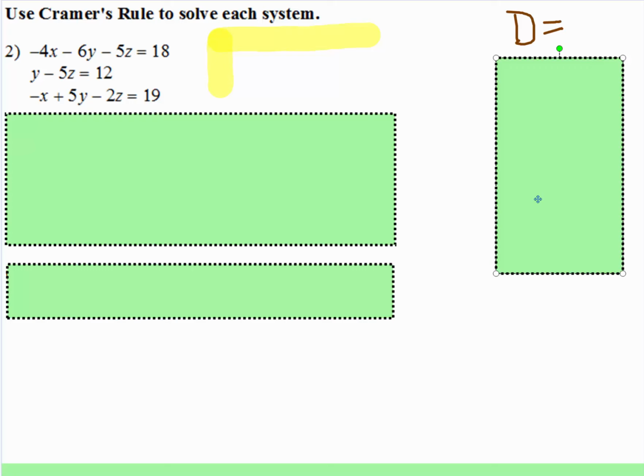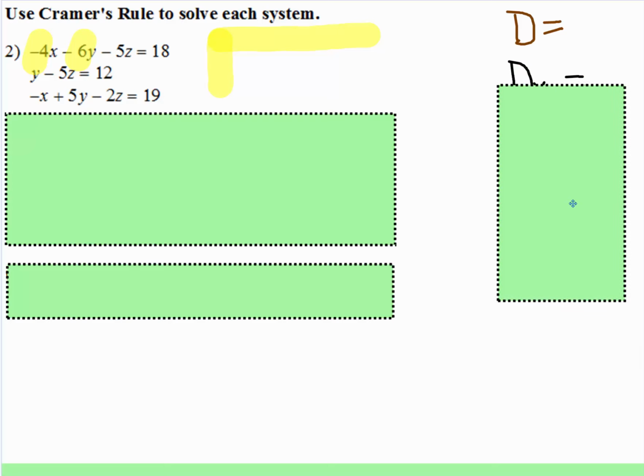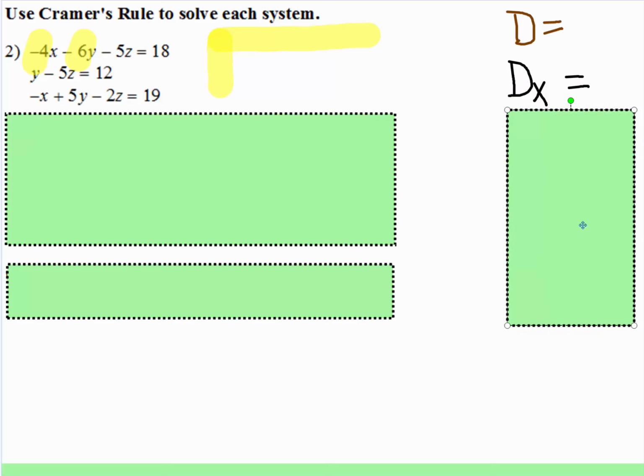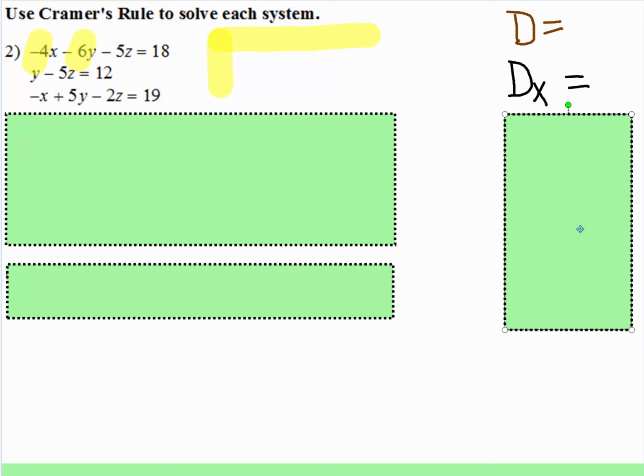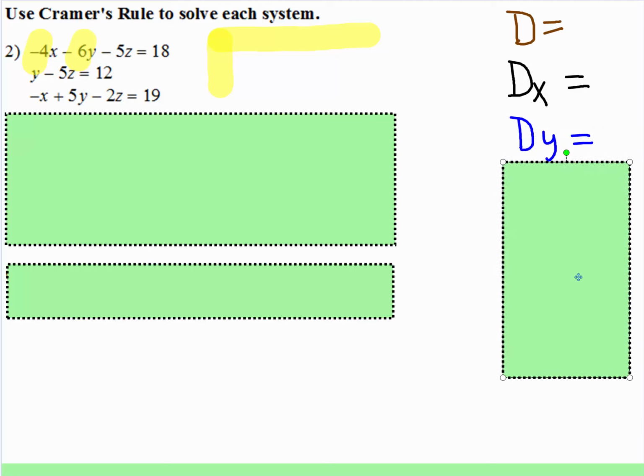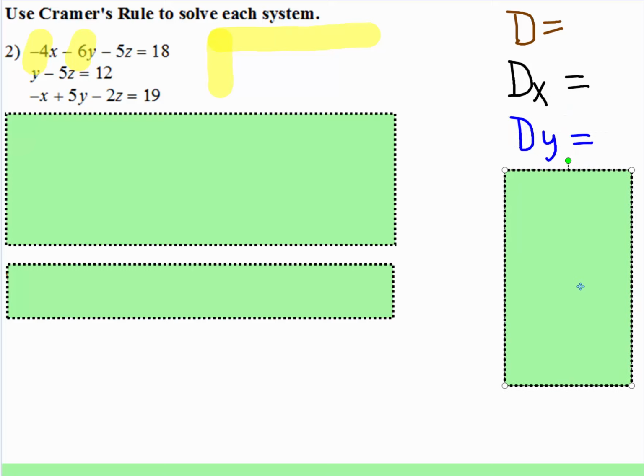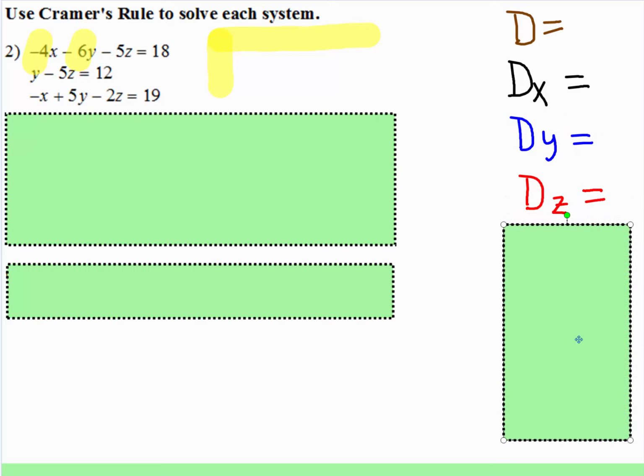Well, first of all, we created the matrix of minors, where you take all of the coefficients and we created a matrix. Then we found the determinant of the original 2 by 2 matrix. Then we found the determinant of the X matrix. We created an X matrix, found the determinant, created a Y matrix, found the determinant. We're doing that this time, but we're also finding the determinant of the Z matrix.